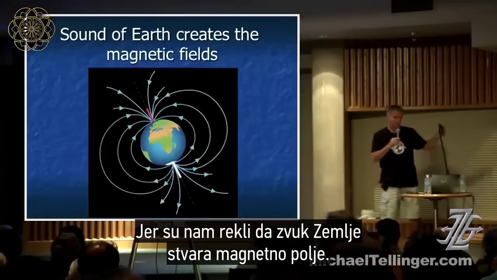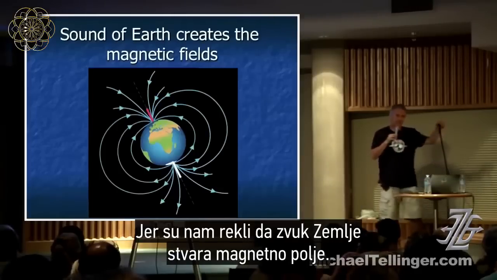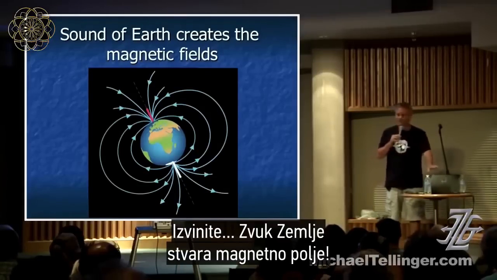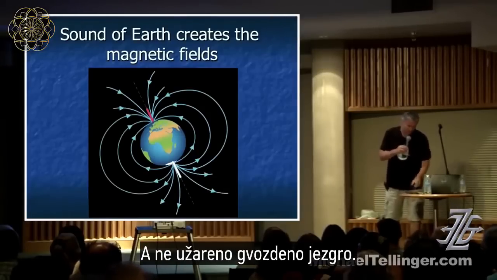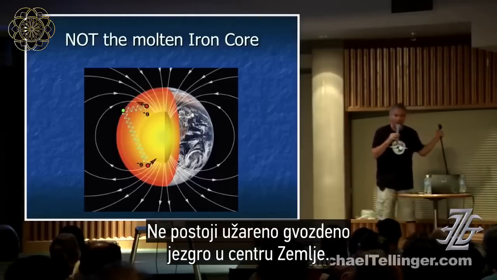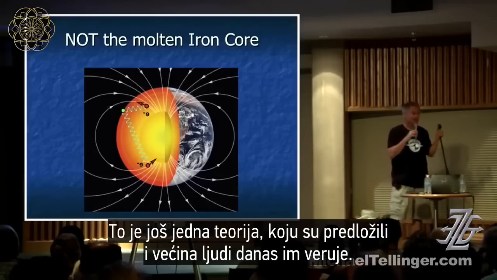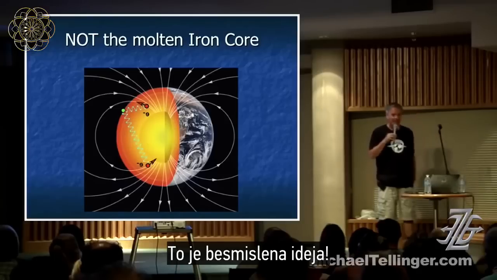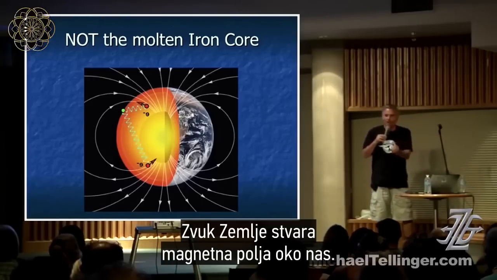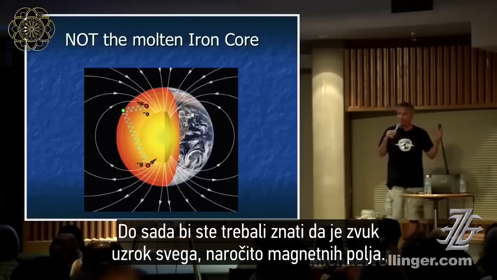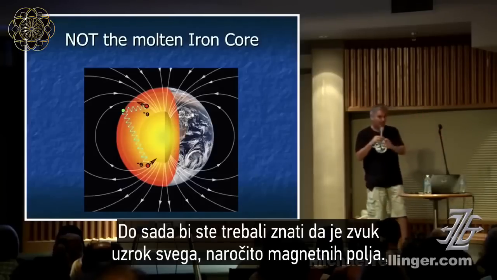Because we've been told that the molten iron core creates the earth's magnetic field. Sorry, it's the sound of the earth that creates a magnetic field, and not the molten iron core. There is no molten iron core in the center of the world. That's another theory that's been proposed, and most people believe it these days. It's a nonsensical idea. It's the sound of the earth that creates the magnetic fields around us. By now you should know that sound is the cause of everything, and especially magnetic fields.